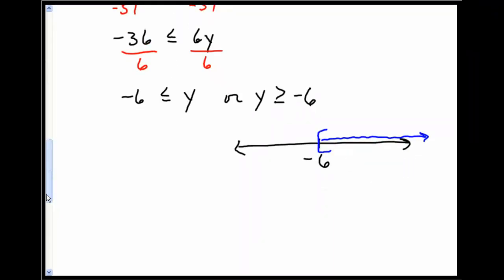Now, to write your interval notation, we're going from negative 6 to, this number way up here is infinity. We get to include the negative 6, so use the square bracket. You cannot include infinity. We don't know what that number is, so put your round parenthesis next to the infinity.